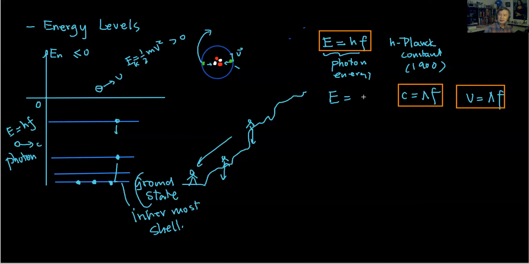Now I just write down here. If you combine these two formulas, then you can rewrite this formula as c, the velocity, equals h c divided by lambda. So this is a derived formula. If you put these two formulas together, if you combine them, you get this derived formula.